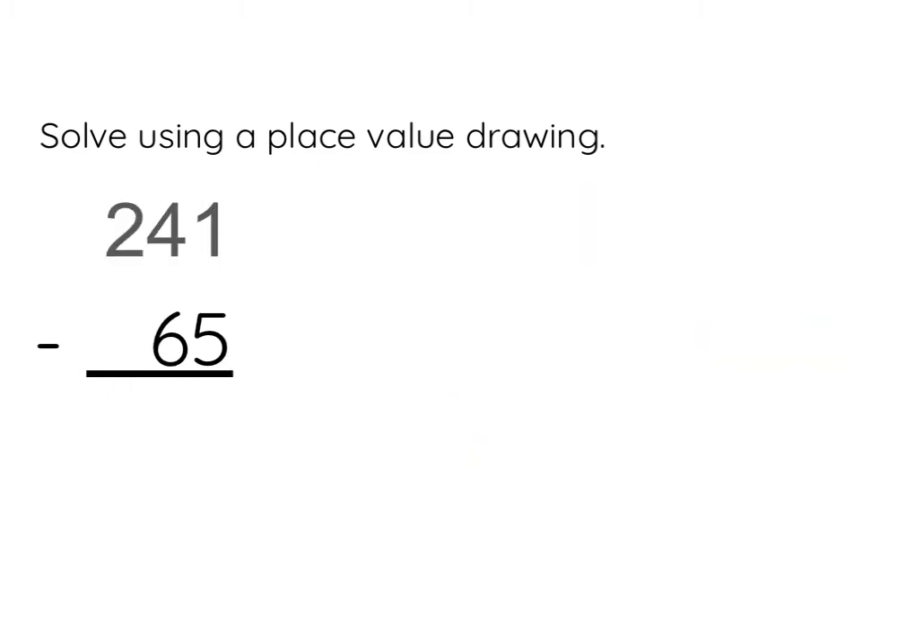All right, 241 minus 65. So I have a 241 minus 65. Now as I subtract 65, again, I don't have enough 10s and 1s, so I need to take away from my 100. I've shown you one way that I like to do it. Some kids like to do this.